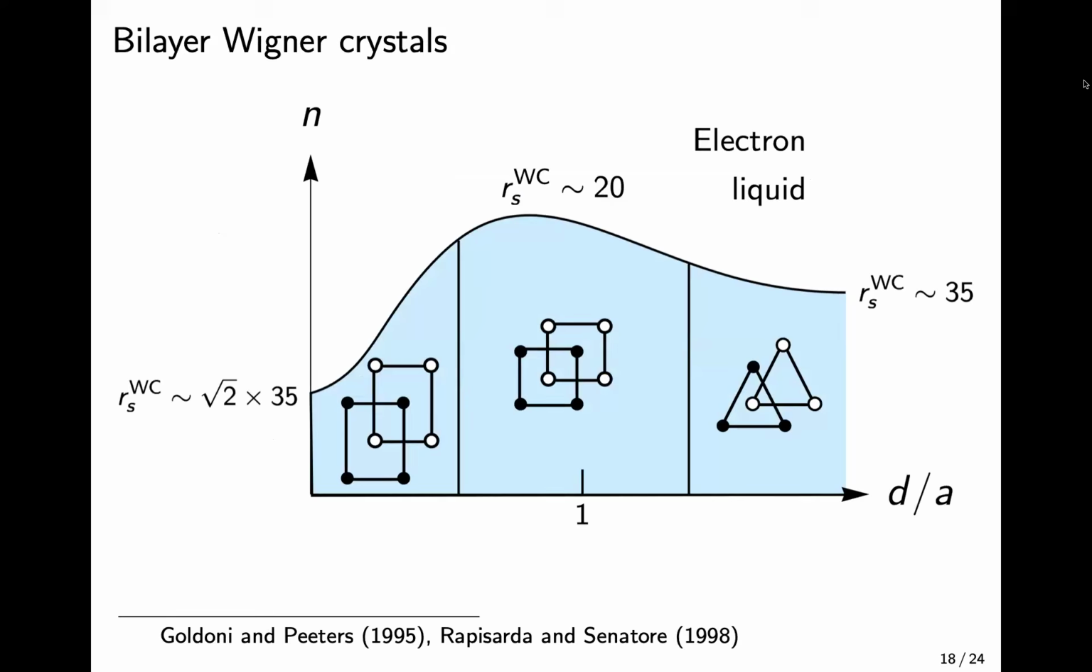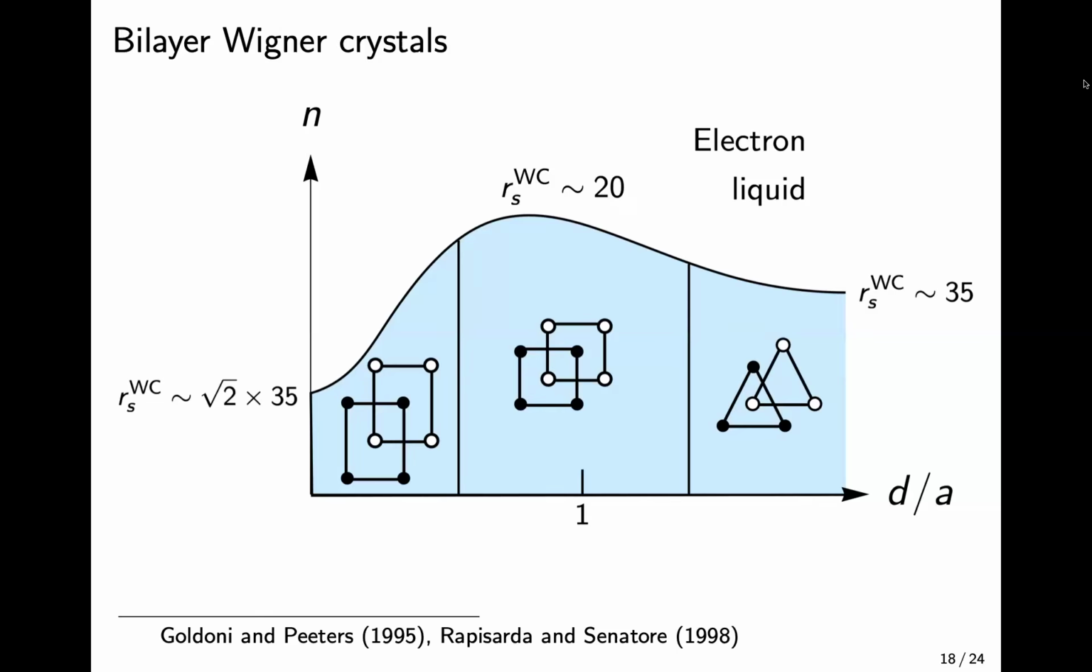And so you get a sequence of structural phase transitions. Let me walk you through this. When the interlayer separation is large, the layers are weakly coupled. As you bring the layers together, each layer will just form a triangular lattice and they'll lock to each other in this way to minimize the Coulomb energy.